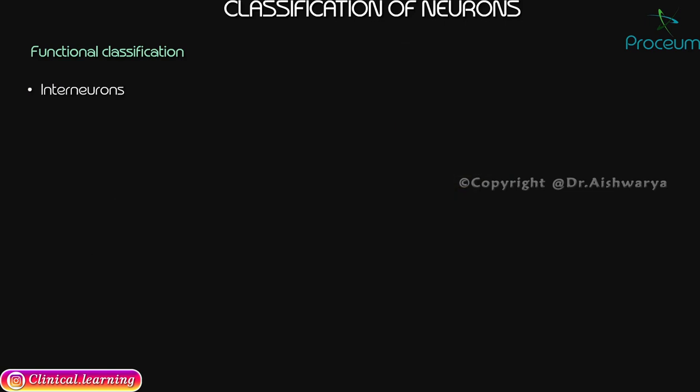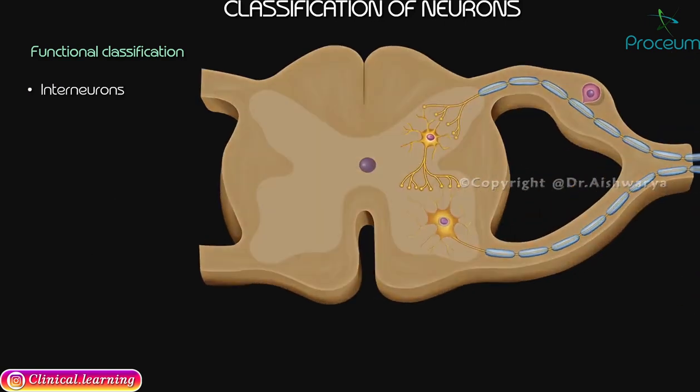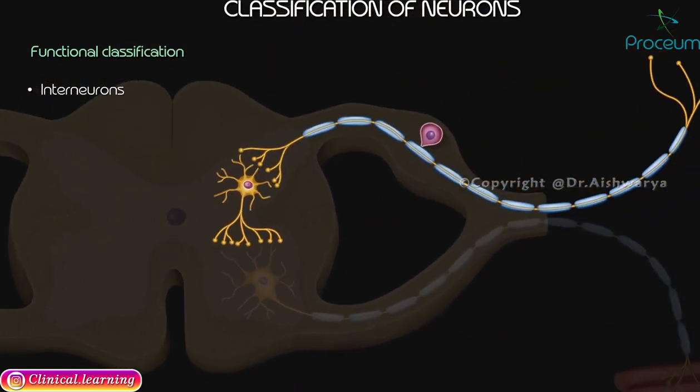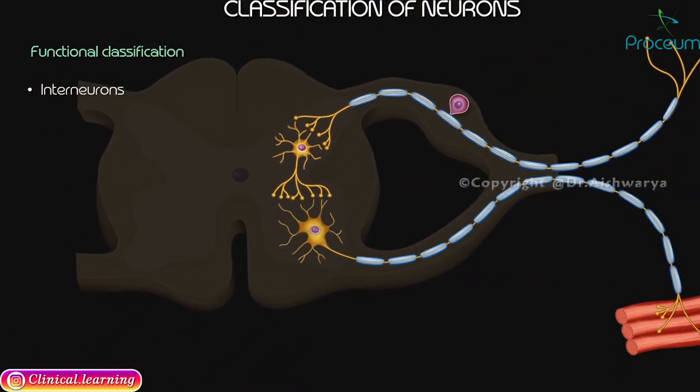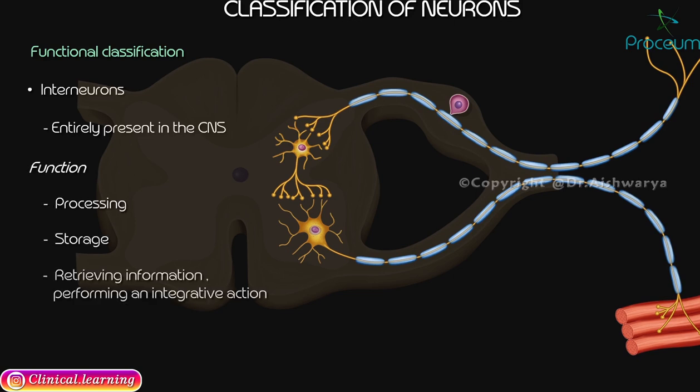What are interneurons? These are the types of neurons which are mainly located between the sensory as well as motor neurons. That is the reason they are called interconnecting neurons, right? They are entirely present in the CNS and function in processing, storing and retrieving information, thus performing an integrative function. So this is what you need to know about the classification of neurons.